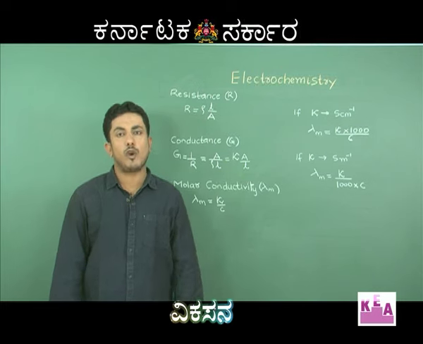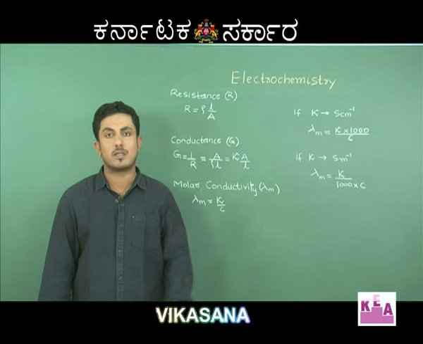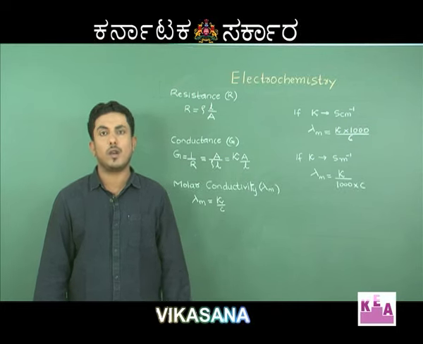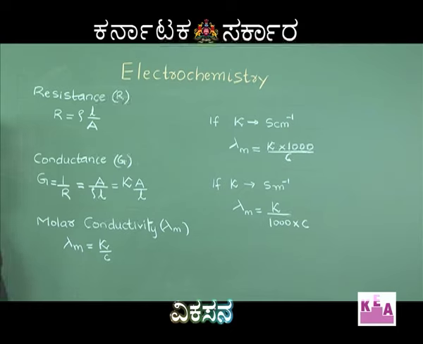Friends, let us now discuss some formulas related to conductance, conductivity, resistance, resistivity, and molar conductivity of a solution. Resistance is a hindrance to the flow of current, and resistance R is equal to rho L by A, where the Greek letter rho represents the resistivity or the specific resistance. L is the length and A is the area of cross section. L by A is constant for a cell and it is called the cell constant.